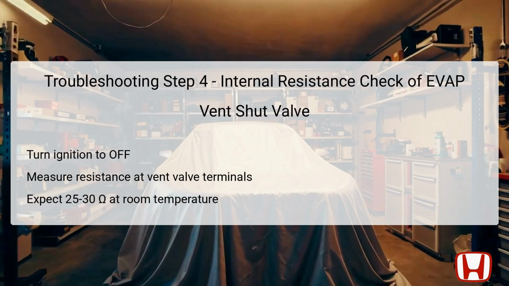In this step, the technician tests the internal condition of the EVAP canister vent shut valve by measuring its resistance with a multimeter. The vehicle should be in the off or lock position to ensure the circuit is de-energized. Measuring resistance across the valve terminals verifies its internal coil integrity. A reading of approximately 25 to 30 ohms suggests the coil windings are intact and the component is functional.